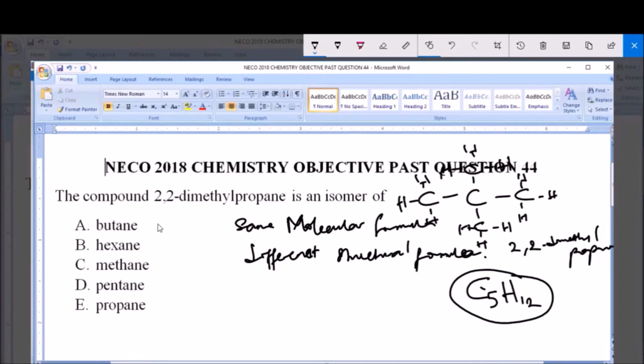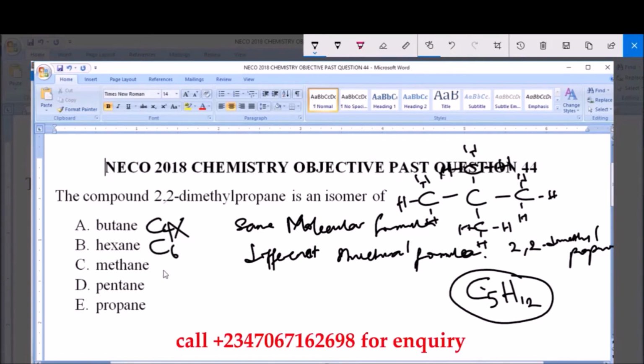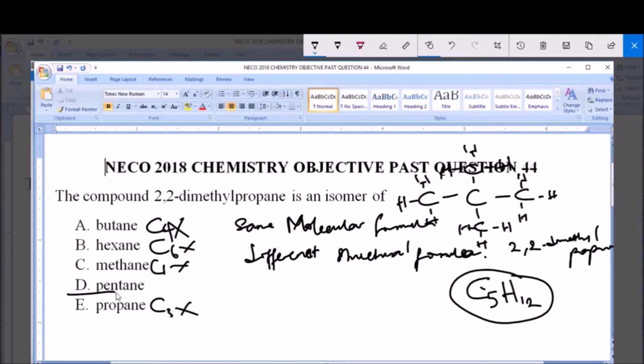Butane has 4 carbon atoms, so it is wrong. Hexane has 6 carbon atoms, so it is wrong. Methane has just 1 carbon atom, it is also wrong. Propane has 3 carbon atoms, so it is wrong. But looking at option D, what does it have? 5 carbon atoms, pentane. So since this is pentane, its molecular formula will be C5H12.